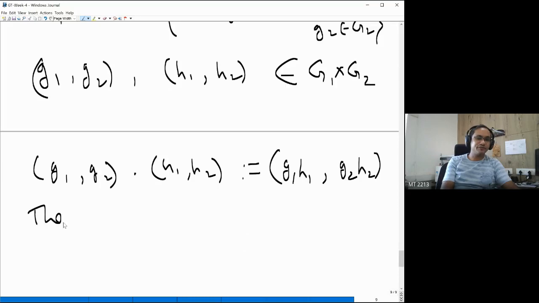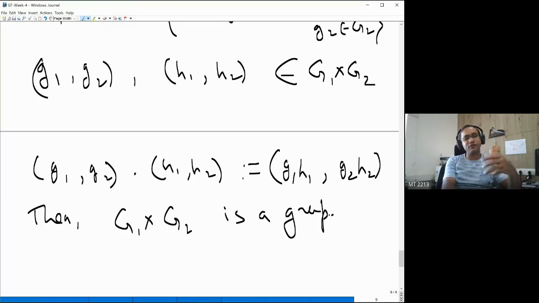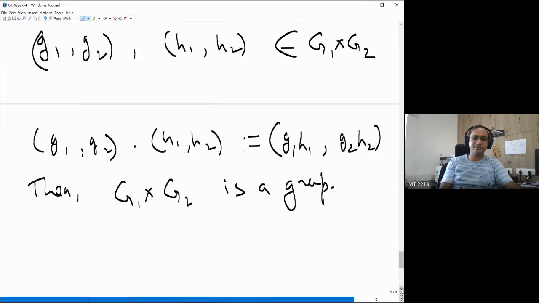Then G1 cross G2 is a group. In fact, if you have more groups, you can keep multiplying, certainly finitely many times, and you can keep getting more and more examples, right?